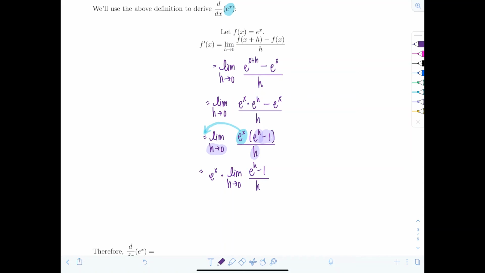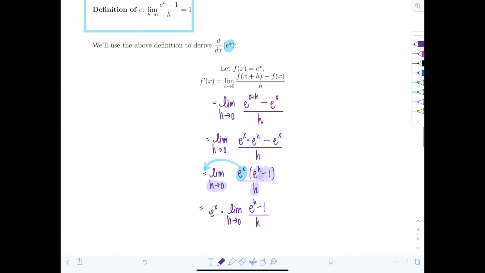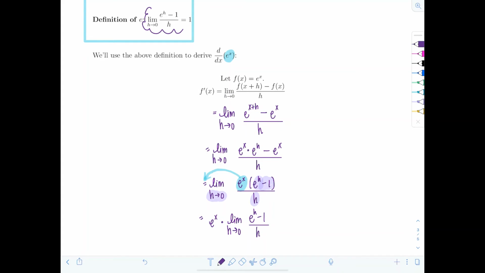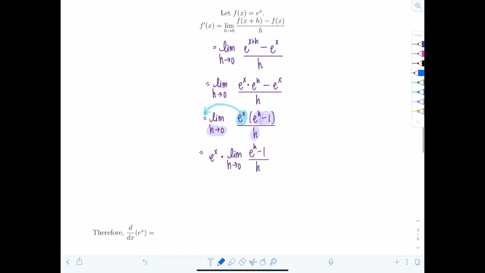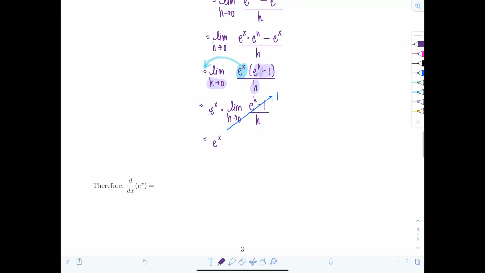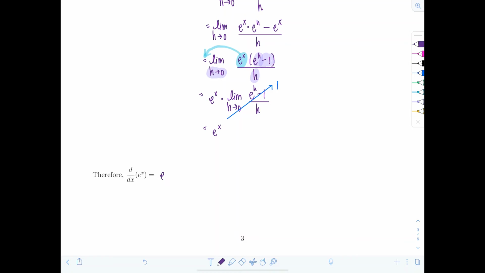And does that expression look familiar? Yes, that's our definition of e that I showed you earlier. So that limit we know is equal to 1. Oh, wow. So that means this whole term approaches 1, and all I'm left with is e to the x. Oh, that's pretty snazzy. So that means the derivative with respect to x of e to the x is equal to e to the x. It's just itself. So if you differentiate e to the x, you get back e to the x.